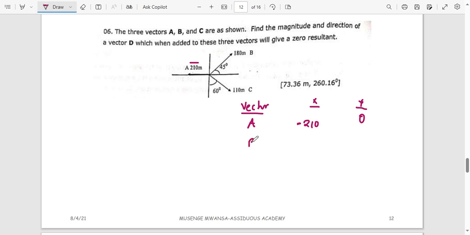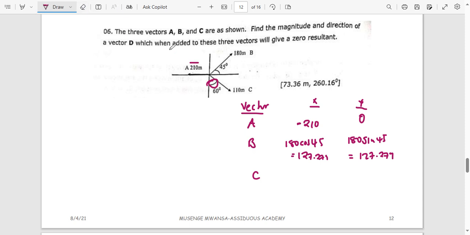If we go to vector B, the angle there you can see is 45 and the magnitude is 180. So it will be 180 cos 45. Actually 45, whether it's sin or cos, is going to give you the same answer. So 180 cos 45 is going to give us 127.279. Same if you say 180 sine 45, you expect it to give you the same answer, 127.279.